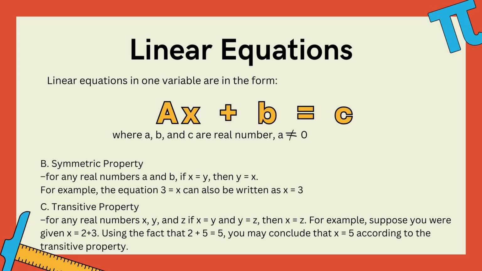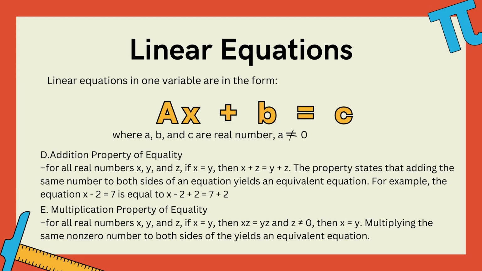Transitive property. For any real numbers x, y, and z, if x is equal to y and y is equal to z, then x is equal to z. For example, suppose you are given x is equal to 2 plus 3. Using the fact that 2 plus 3 is equal to 5, you may conclude that x is equal to 5.